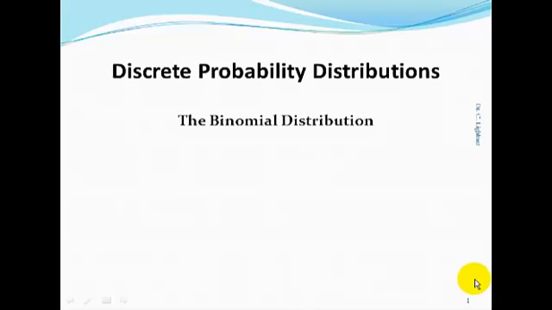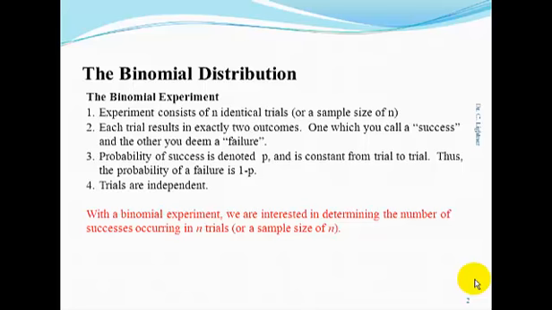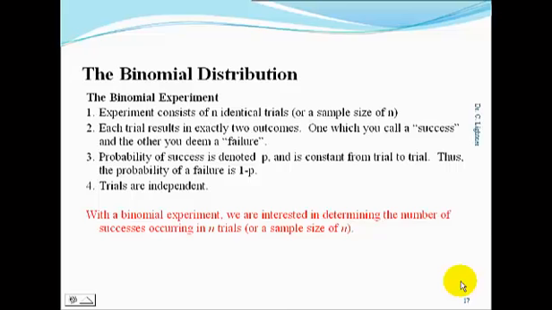One popular discrete random variable is the binomial random variable. There are basic characteristics of all binomial experiments. The four properties of a binomial experiment are provided on this slide. First, a binomial experiment consists of n identical trials or a sample size of n.